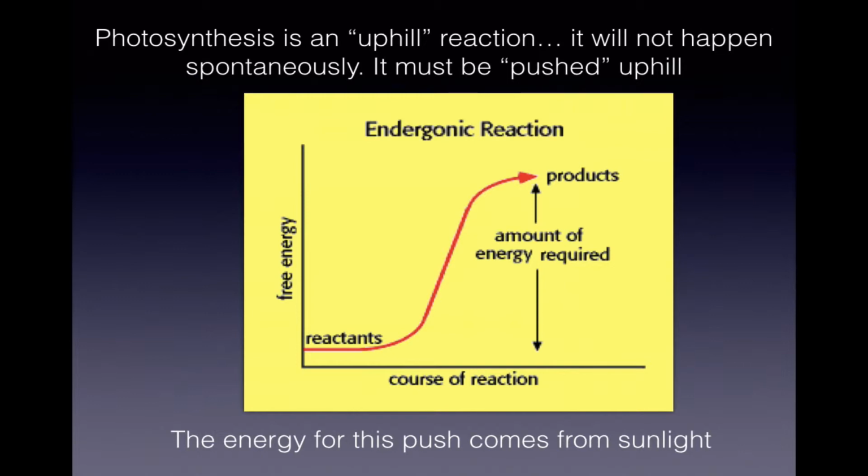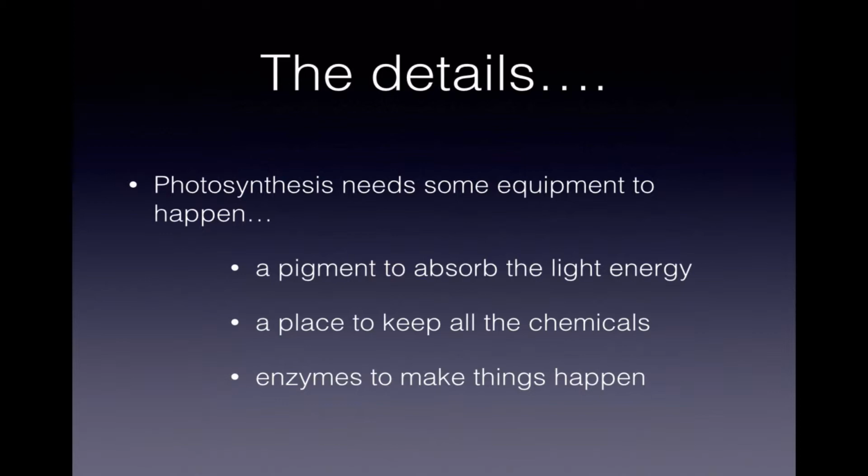And you can see by following the red line from left to right that the reactants start out very low in energy and the products are very high in energy. So the difference in energy between the reactants and the products is the amount of energy that the reaction needs to happen. And in this case, photosynthesis, that energy comes from sunlight. So we can call this reaction an endergonic reaction because it needs energy to push it uphill. It's not spontaneous.